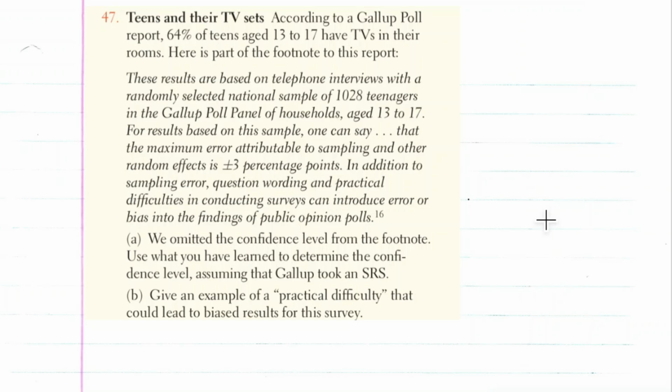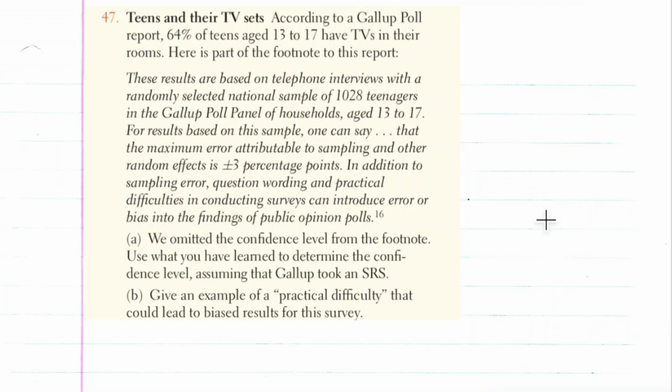These results are based on telephone interviews with a randomly selected national sample of 1,028 teenagers in the Gallup poll panel of households aged 13 to 17. For results based on the sample, one can say that the maximum error attributed to sampling and other random effects is plus or minus 3 percentage points. In addition to sampling error, question wording and practical difficulties in conducting surveys can introduce error or bias into the findings of public opinion polls.